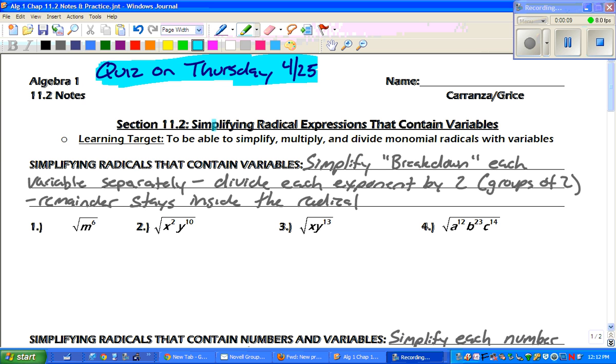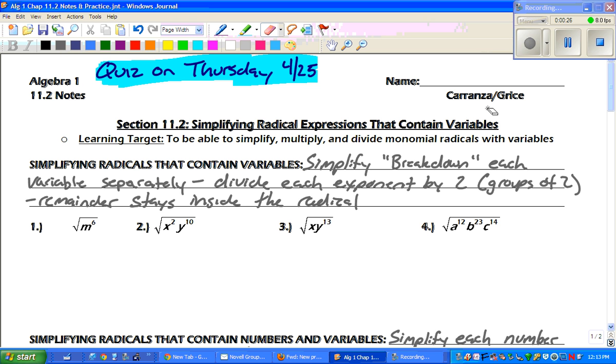Today we're talking about simplifying radical expressions that contain variables. Our learning target today is to be able to simplify, multiply, and divide monomial radicals with variables. So let's go ahead and get started.